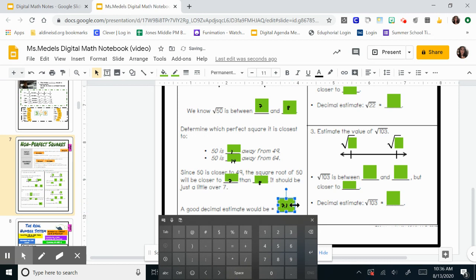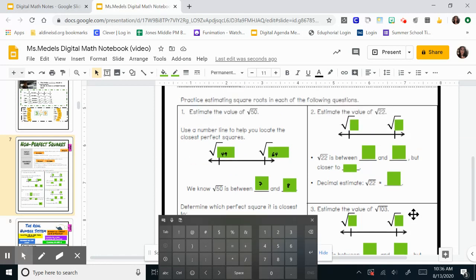If you want to check this, you can definitely square 7.1. It's not going to be a perfect match, but it's going to be really, really close. You can just do 7.1 times 7.1 and see if you get a good answer. So let's go ahead and practice number 2.